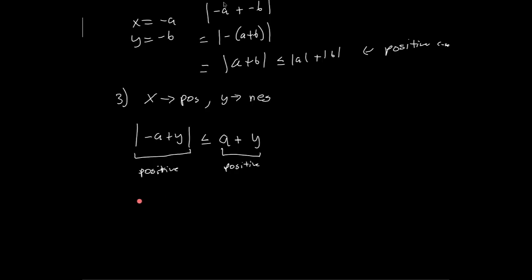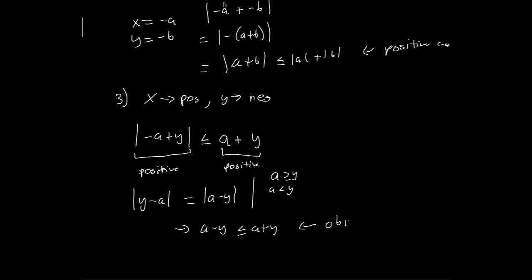Okay. But what we can do here is we can show that the absolute value of minus a plus y, right, is the absolute value of y minus a. The absolute value of y minus a is equal to the absolute value of a minus y. So for two cases, let's say a greater than y and a less than y, we can show, for the first case, if a is greater than or equal to y, this is just a minus y. And in this case, this is obvious. Second case, a less than y, we can show that this is actually y minus a, which is less than or equal to a plus y. This is also obvious. So case 3 is also done.